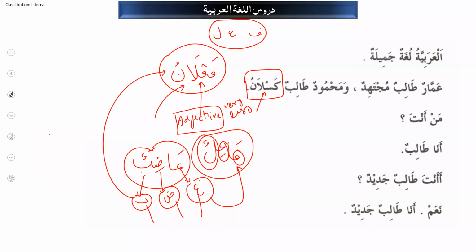Take 1 minute. This fa'lanu. In fa'lanu, this is fa, ain, and lam. In these positions, you have to write ghain, dad, and ba. I will write now. Ghain, dad, and ba. What is it? Ghadbanu.